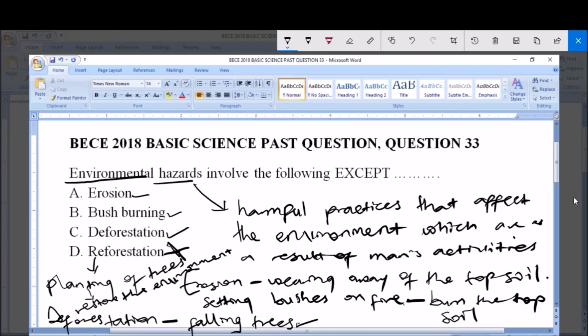And the question says environmental hazards involve the following except. So we have erosion as an environmental hazard, we have bush burning as an environmental hazard, deforestation is an environmental hazard, but reforestation here is not an environmental hazard. So our answer to this question is D, reforestation. D is our answer.